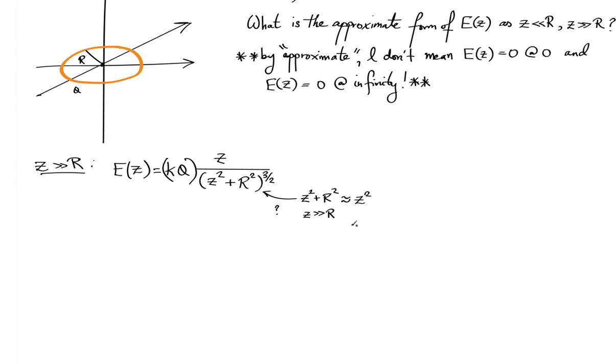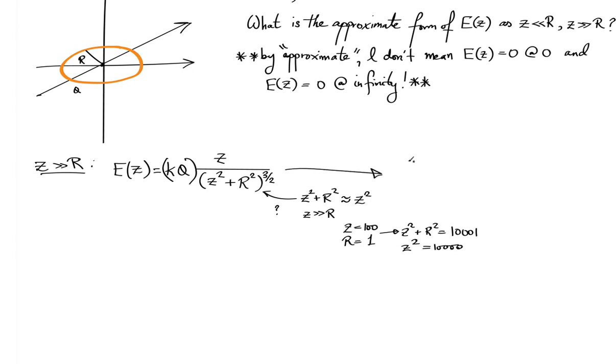So for instance, if I said that z was 100 and r was 1, then z squared plus r squared, if you just plug this into your calculator, would be 10,001. And we know that z squared is 10,000. So you can see, to much better than a percent, z squared and z squared plus r squared are almost the same thing.